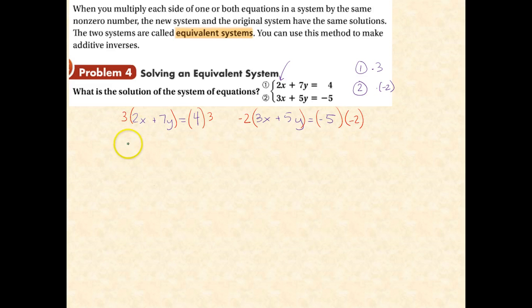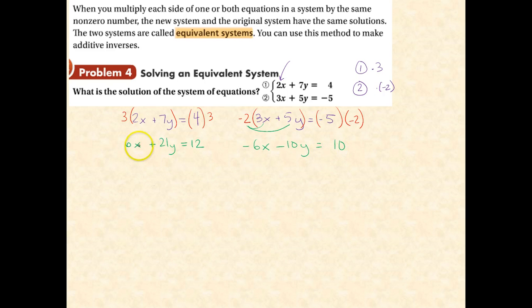3 times 2x is 6x. 3 times 7y is 21y. 4 times 3 is 12. Negative 2 times 3x is negative 6x. Negative 2 times 5y is negative 10y. And negative 2 times negative 5 is positive 10.